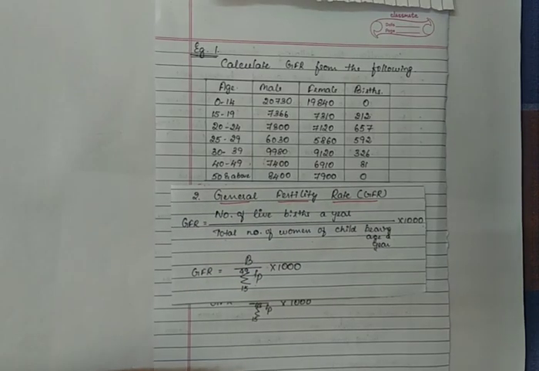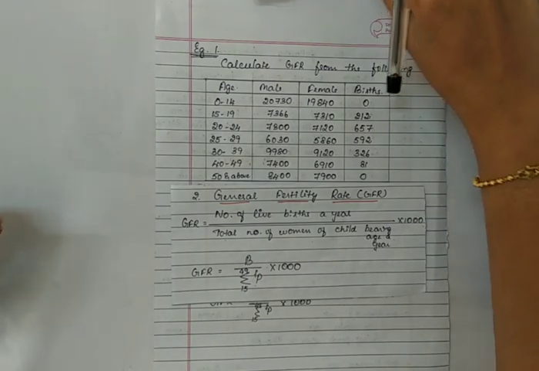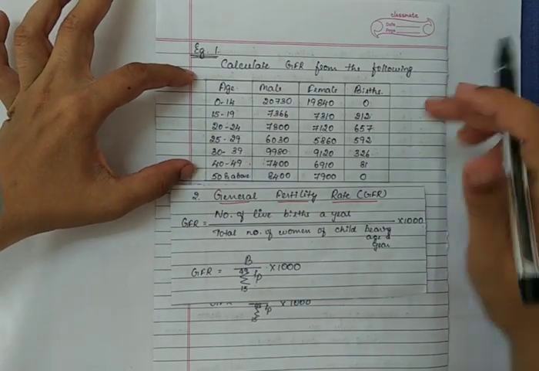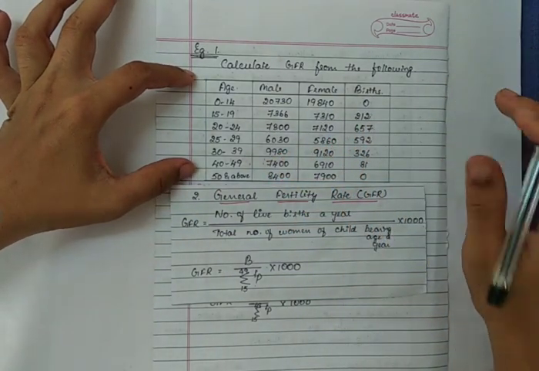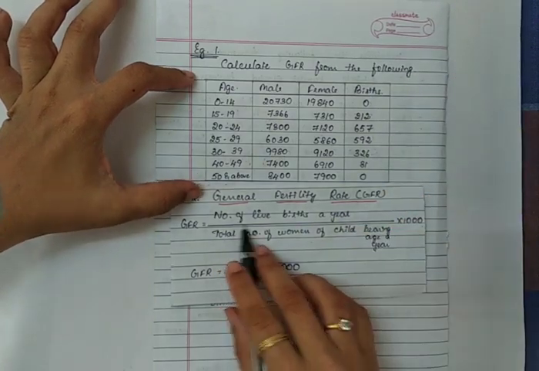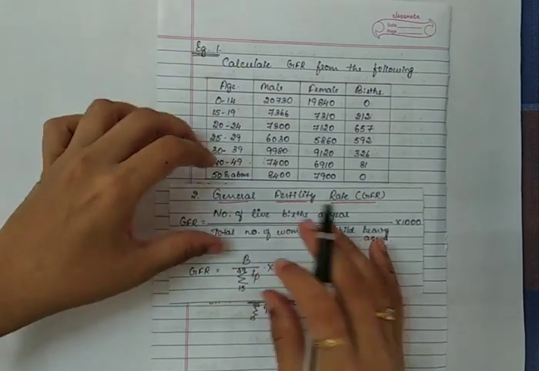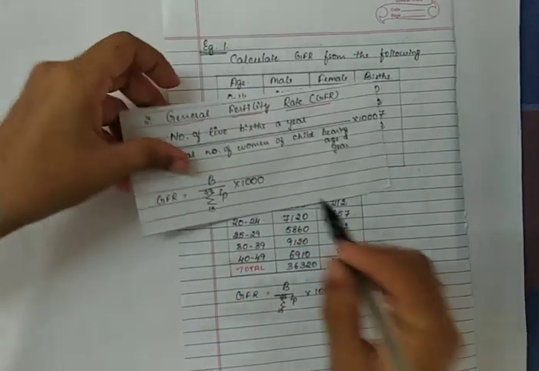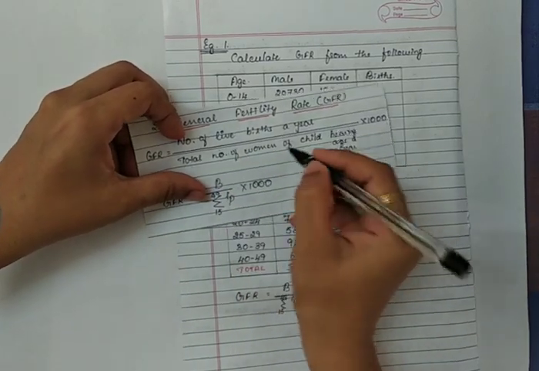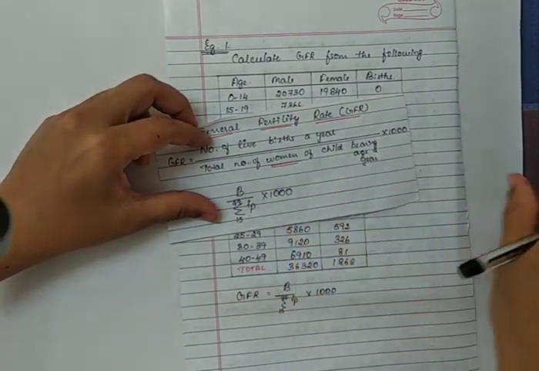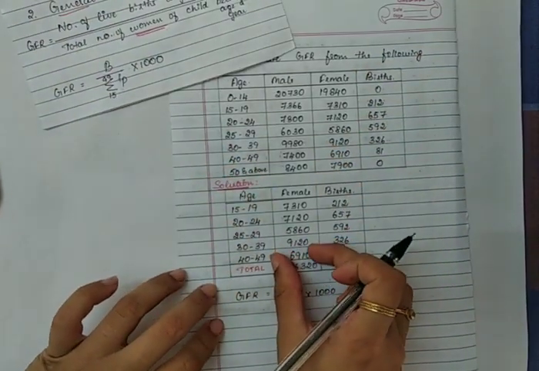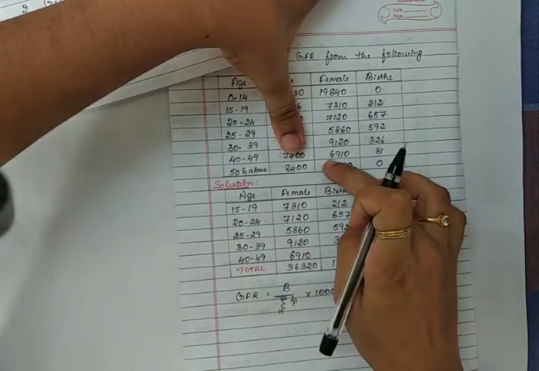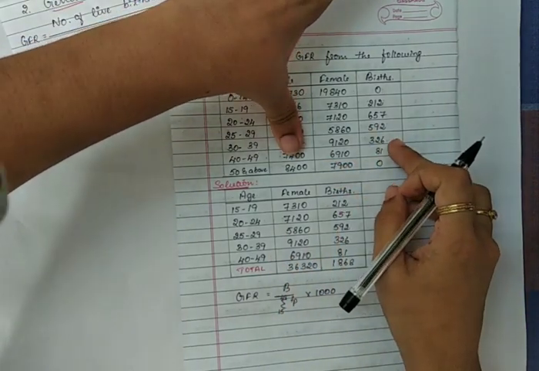Okay, to start with the problem on GFR. Now here is a problem. You can read this, right? Age, male, female, birth, everything is given, and now here is our formula, and first we have to calculate the total. Here the formula is number of live births a year divided by total number of women, isn't it? So only female we are considering. Male is of no use now for us. Okay, we need only female and birth rate, live births.